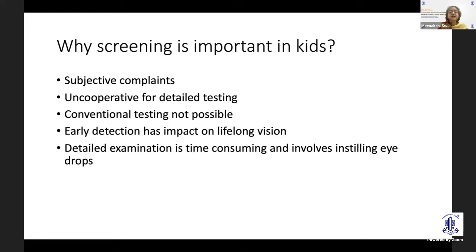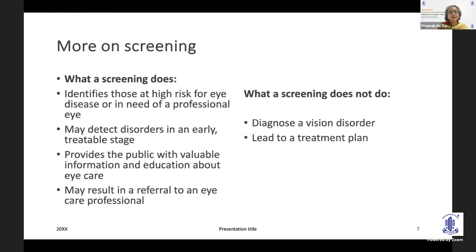But early detection has impact on lifelong vision. And detailed examination is time consuming because it involves putting drops, cycloplegic refraction. It takes a lot of time and manpower. So this is an ideal situation to screen for, to look for refractive errors in children.